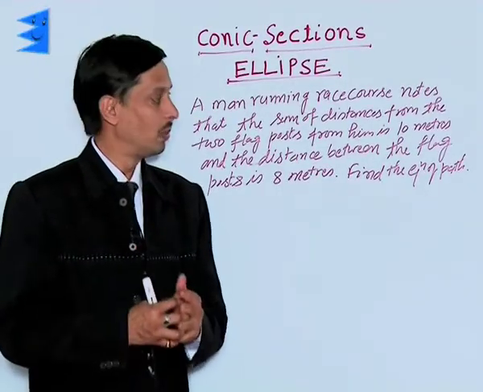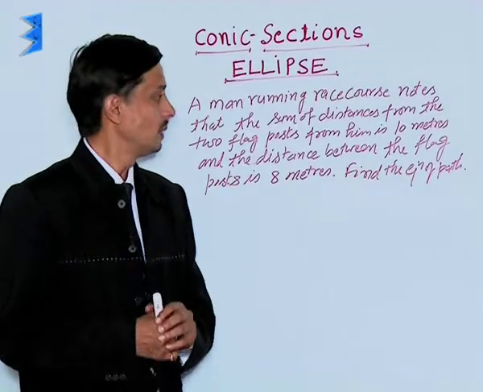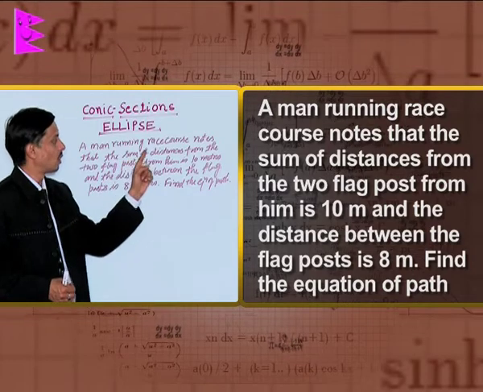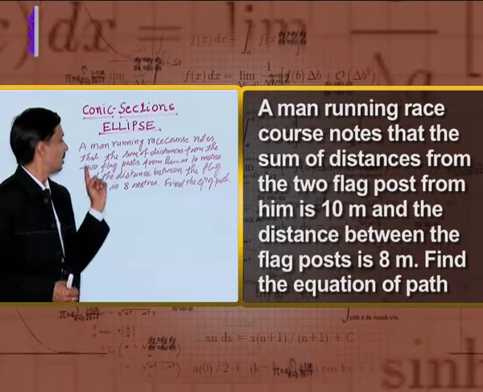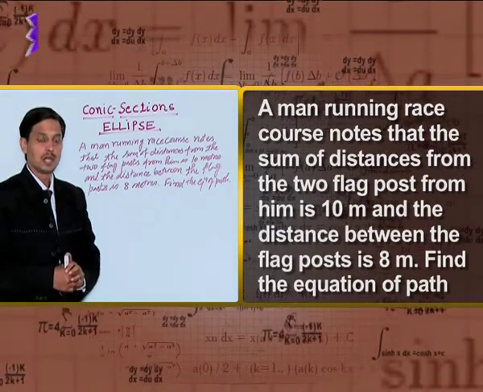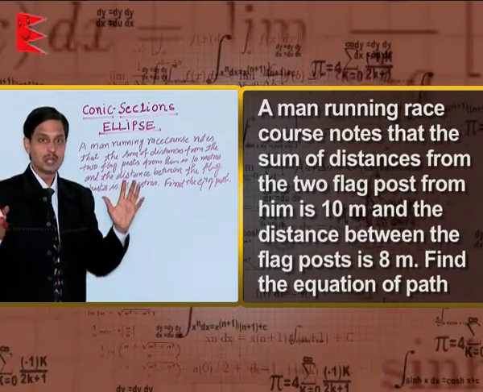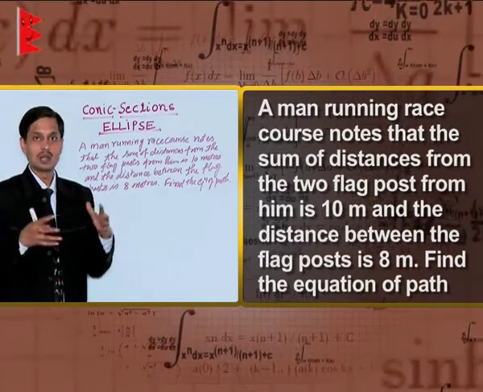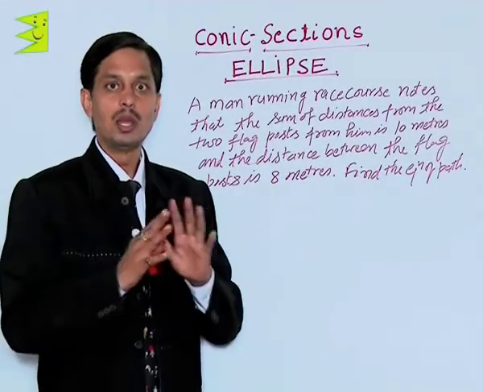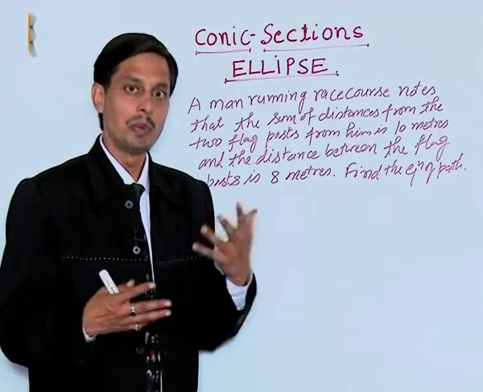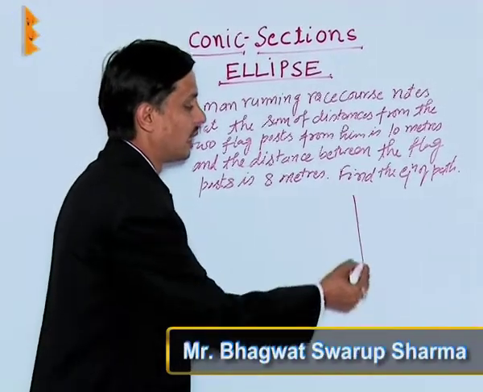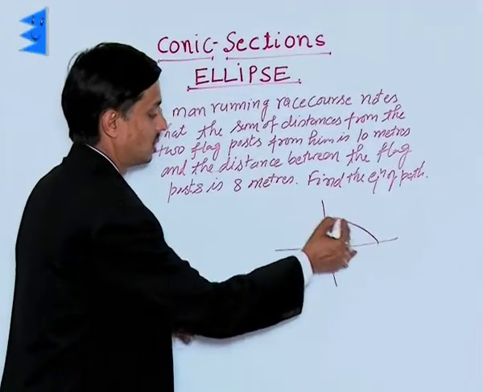One more word problem based on ellipse I am taking. A man running a race course notes that the sum of distances from the two flag posts from him is 10 meters. In case of a parabola, it is open, so there cannot be a race course. In case of the hyperbola, which I will explain to you, it is also an indefinitely extended curve, so that is also not possible. So a man is running a race course, and the shape is like this.